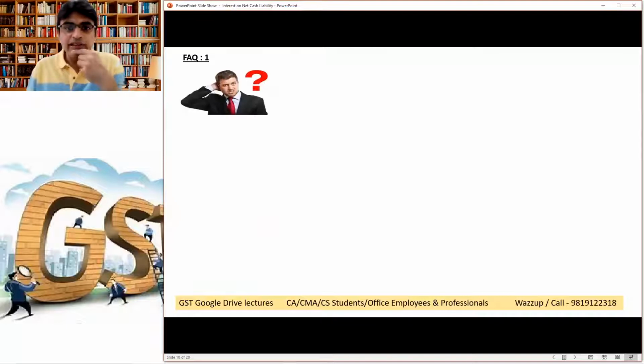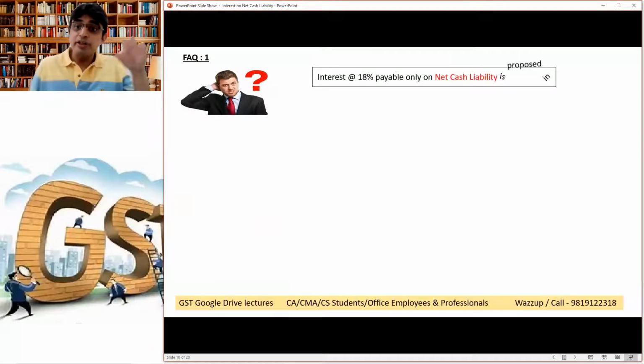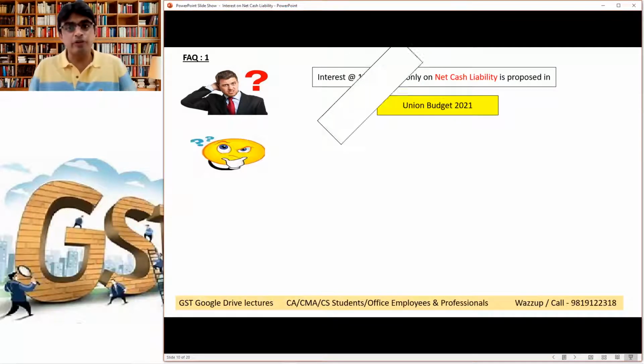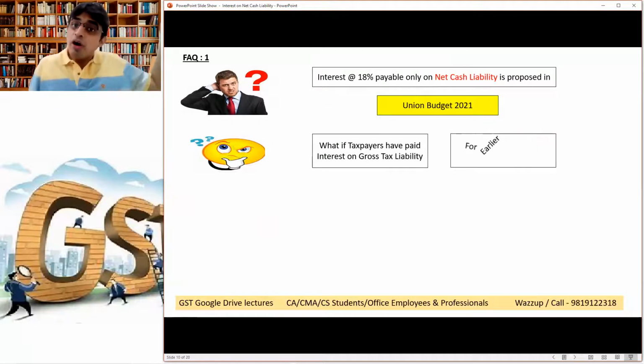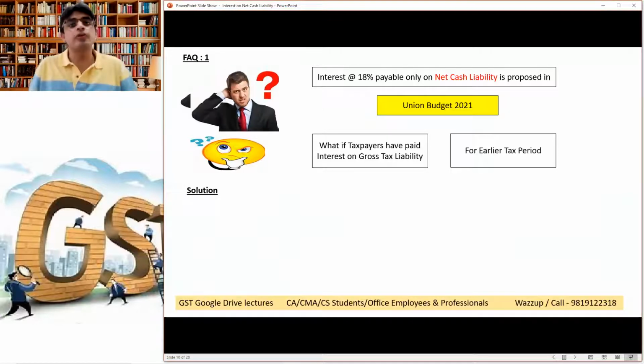But there are few FAQs. Someone is asking me one query: I agree that interest applicable on net cash liability is proposed in Union Budget 21-22. Sorry, but what if taxpayers have already paid interest on gross tax liability for the earlier tax period, and the Union Budget came now? अगर earlier tax period के लिए, if this sir has already paid interest on gross tax liability, what is the solution? There is a solution.